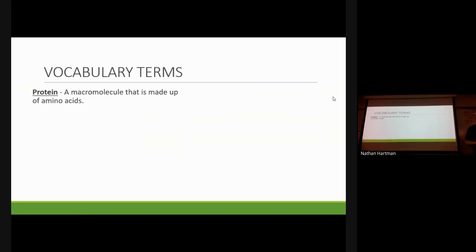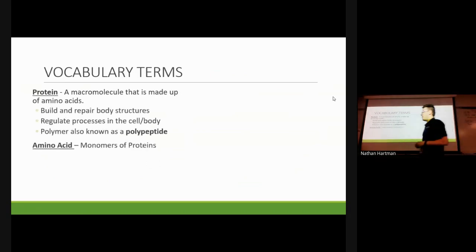Protein is simply a macromolecule. It's made up of amino acids, and they do all those different things that I was just talking about. They're also known as polypeptides. Once again, as a reminder, when you see polypeptide, just think protein. They both start with P. Hopefully, it's pretty easy to keep straight. Proteins are polymers, which means that they're made of monomers, and the monomers of proteins are amino acids.